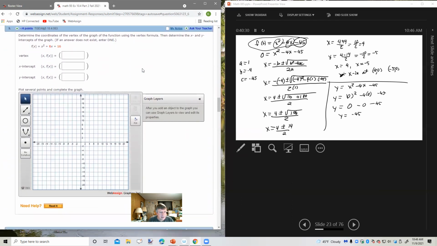All right, so here we're going to have the full picture. We're going to take an equation. We're going to find the vertex, the x-intercepts, the y-intercepts, and then we're going to graph it.